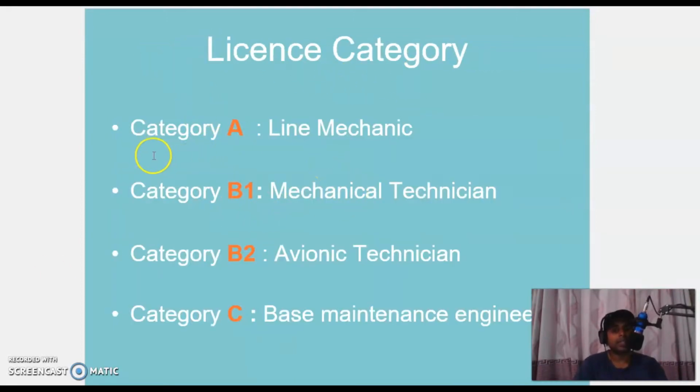So license categories have 4 categories: Category A, Category B1, Category B2, and Category C. Category A is for the line mechanic, Category B1 is for mechanical technicians, B2 is for avionics technicians, and Category C is for base maintenance engineers.